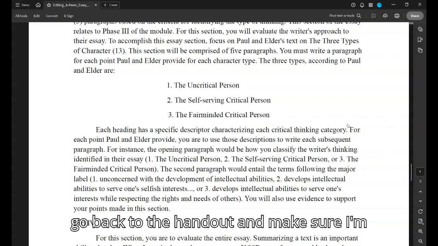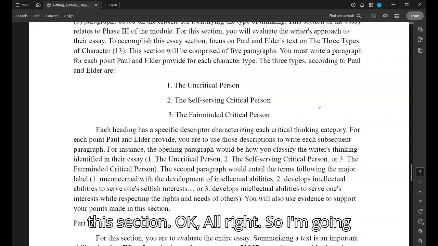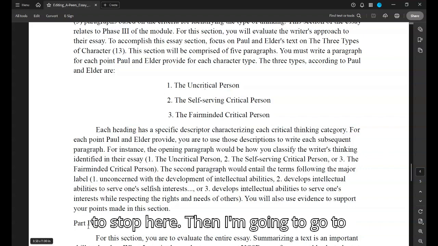Let me go back to the handout and make sure I'm covering everything. Yeah, this is what you're going to be doing for this section. All right, so I'm going to stop here. Then I'm going to go to part five.